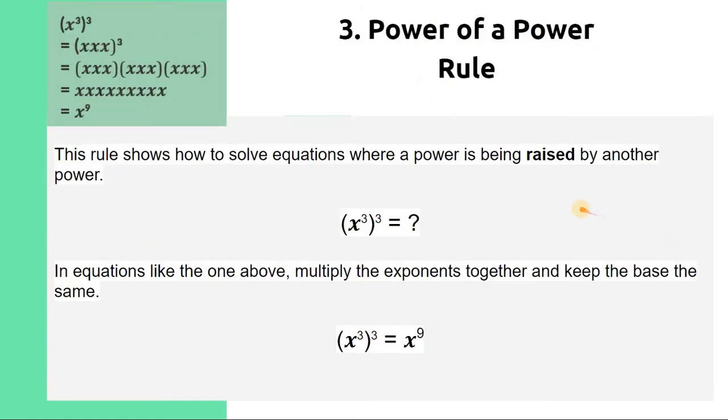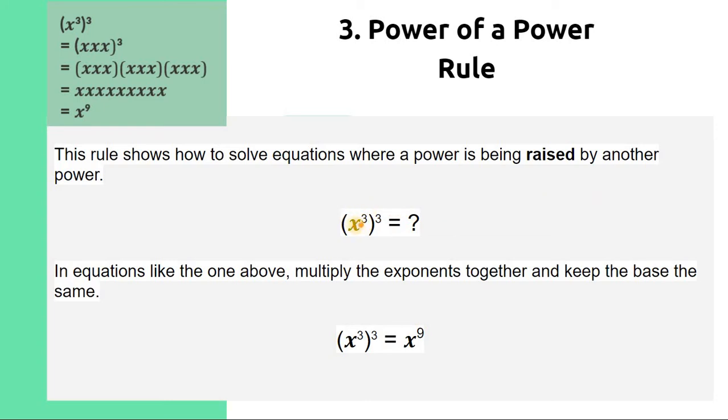Now, let's go to number 3, the power of a power rule. This rule shows how to solve equations where a power is being raised by another power. So, meron ka ng exponent, power, and then, yung exponent na yun ay nire-raise pa ng isa pang exponent or another power. Kaya nga from the term itself, power of a power rule.